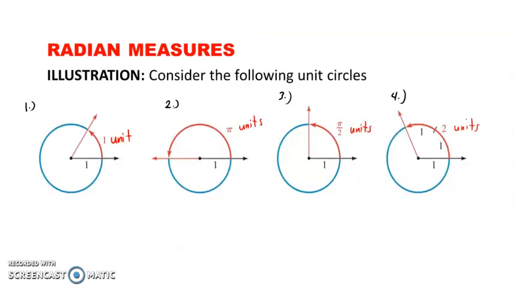Now, please consider the following examples. Consider illustration number 1. Since the length of the arc is 1 unit, therefore, we can quantify an angle theta in this example as theta is equal to 1 radian. Or to simplify further, we can say that theta is equal to 1 rad.